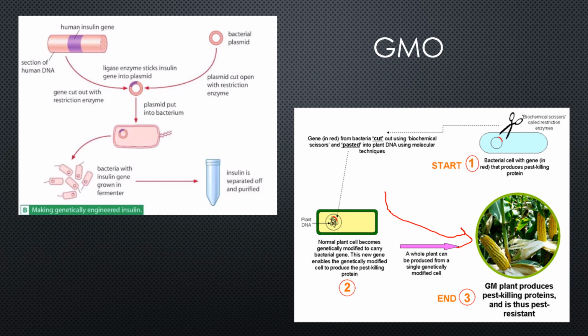Another example of genetically modified organisms is what we have mentioned before, and that is our human insulin gene being injected into the plasmid of a bacterium's DNA, and that bacteria then producing insulin, which can then be separated and purified and used for diabetics.